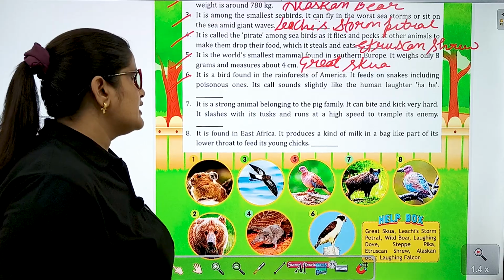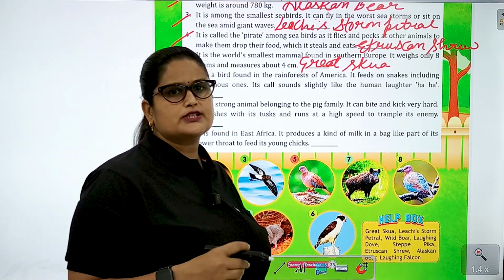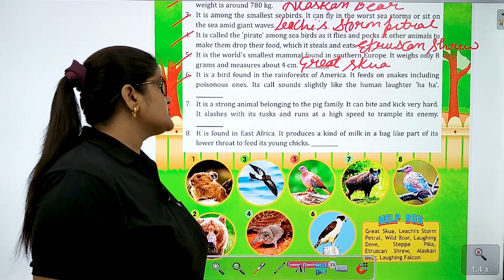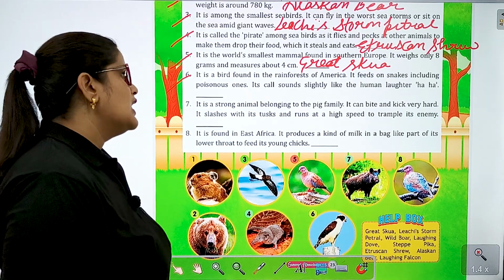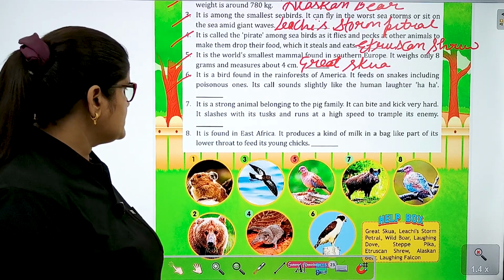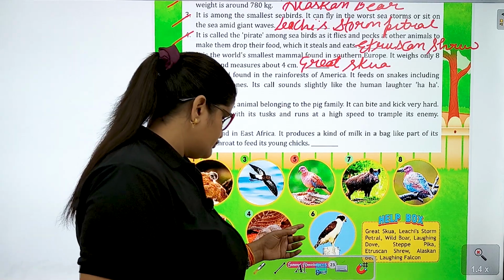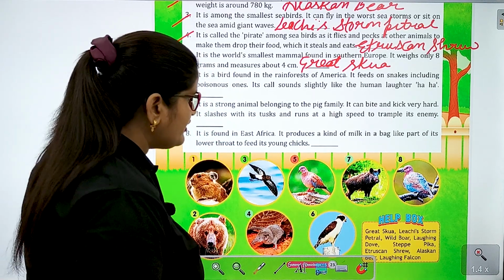It is a bird found in the rainforest of America. It feeds on snakes, including poisonous ones. Its call sounds slightly like human laughter, ha ha. Number 6, laughing falcon.